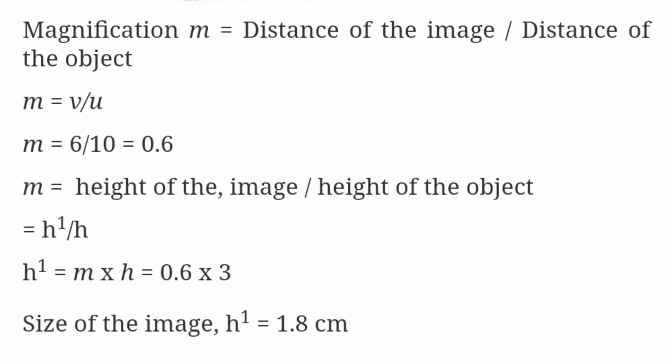Magnification m is equal to distance of the image by distance of the object. M is equal to v by u. M is equal to 6 by 10 is equal to 0.6. M is equal to height of the image by height of the object is equal to h1 by h. h1 is equal to m into h is equal to 0.6 into 3. Size of the image h1 is equal to 1.8 cm.